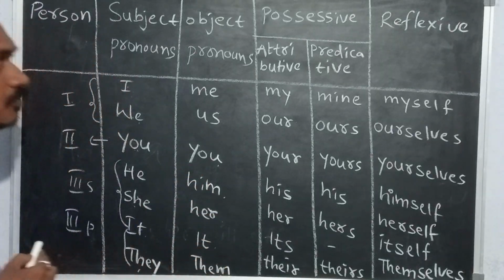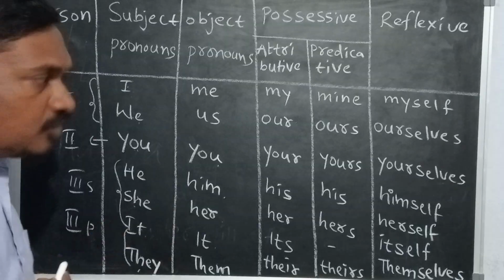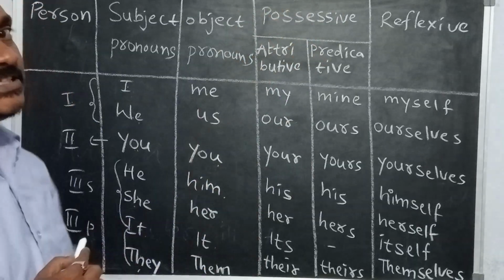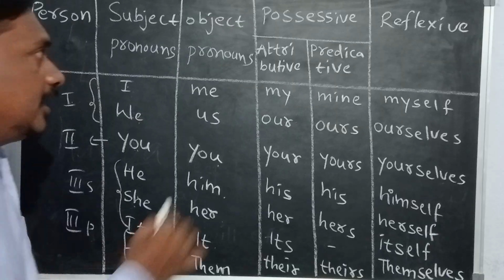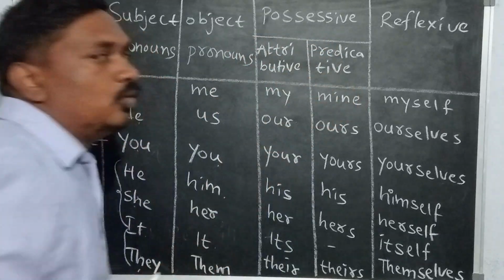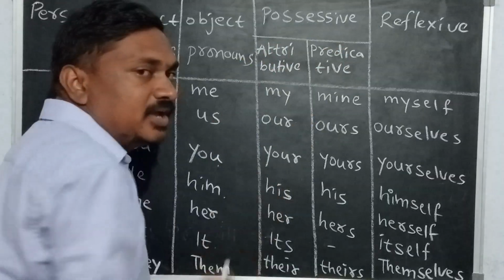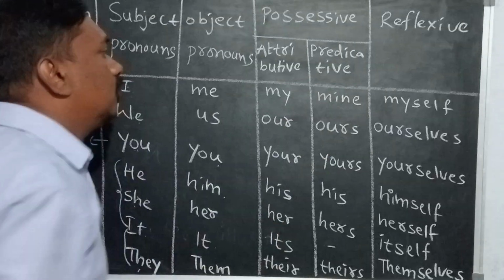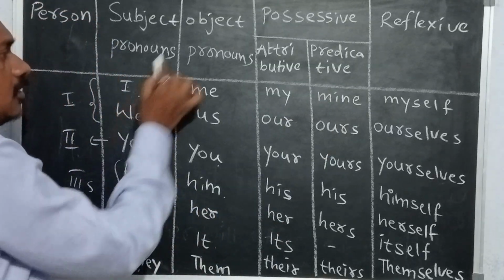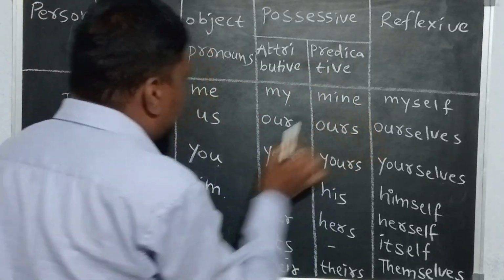They, subjective pronoun, and them, objective pronoun. And also we have possessive and reflexive pronouns. In possessive pronouns, again there are 2 types: attributive and predicative.